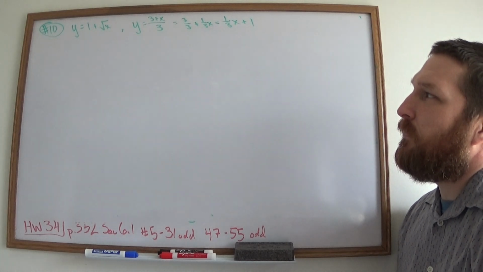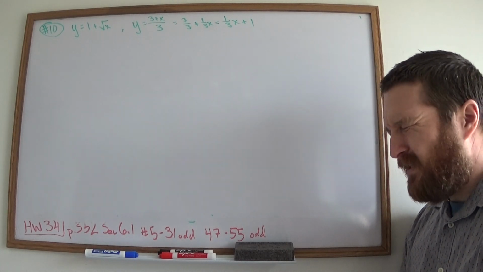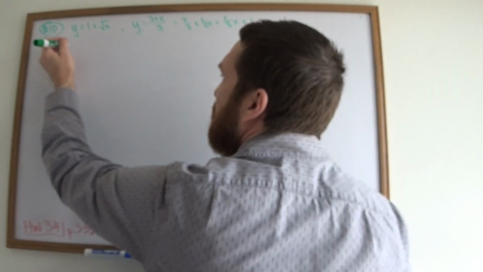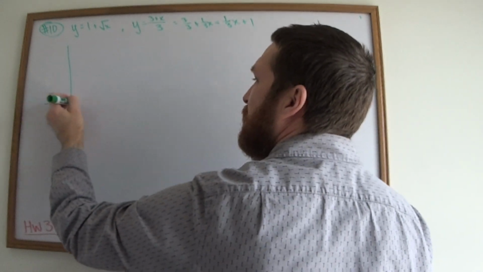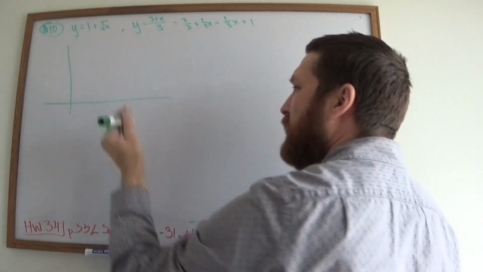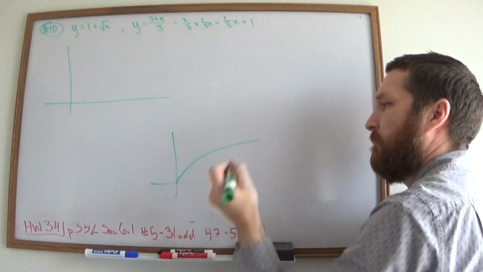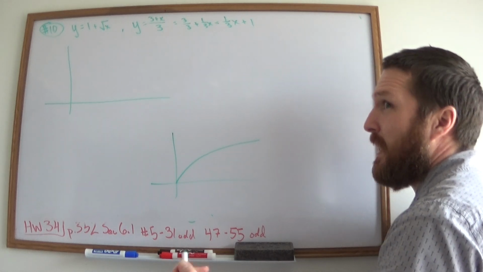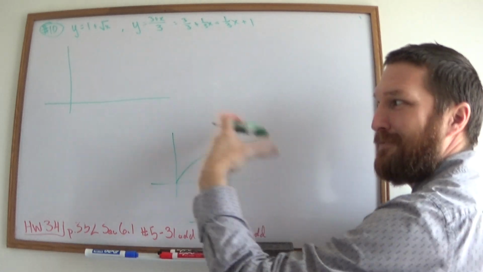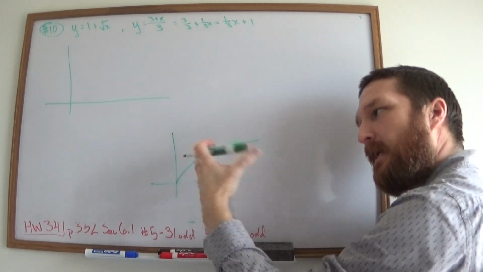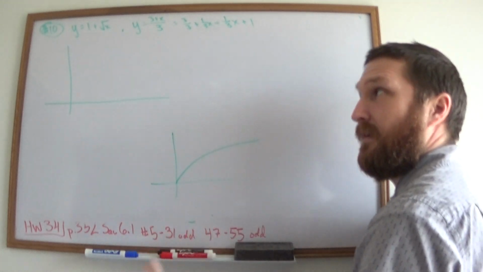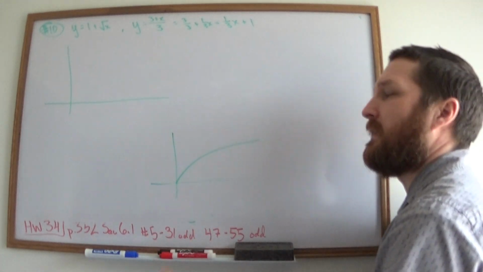What's my first step any time I'm doing a region? Draw it out, okay? This is going to make your life much, much easier. So I'm going to draw this out. This one, you know what root x looks like, right? It looks like that. It's a parabola, but it's just been flipped. It's the inverse of a parabola.